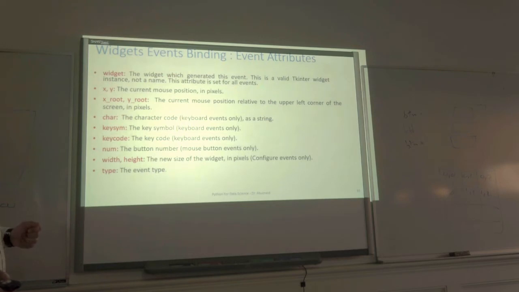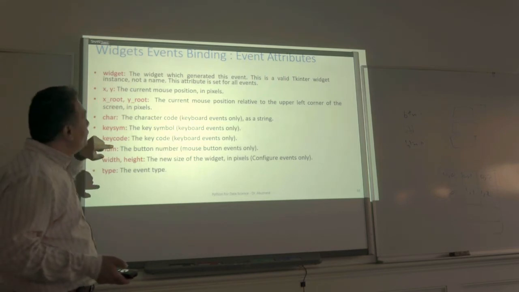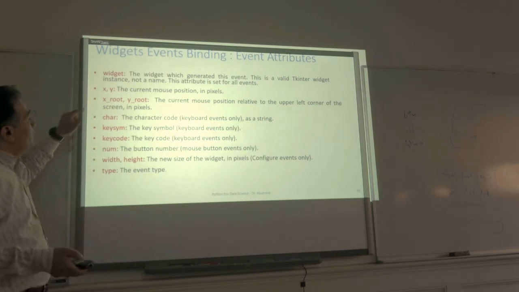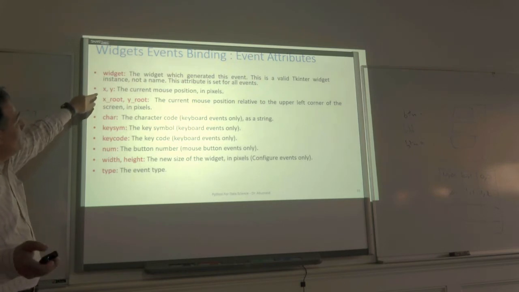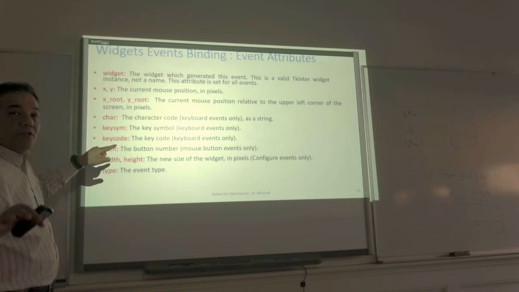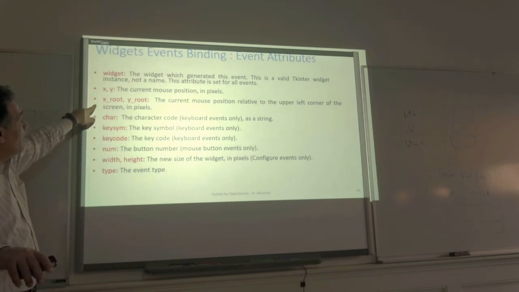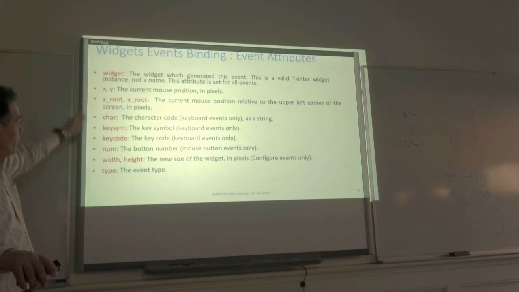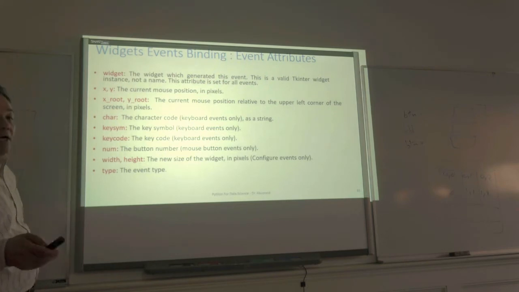Widget events binding. So for example, the widget which generated this event. This is a valid Tk Enter event, and it gives X, Y, the current mouse position. So if you hover, where is the current mouse position? Extrude root, whatever, different kinds of that, okay?